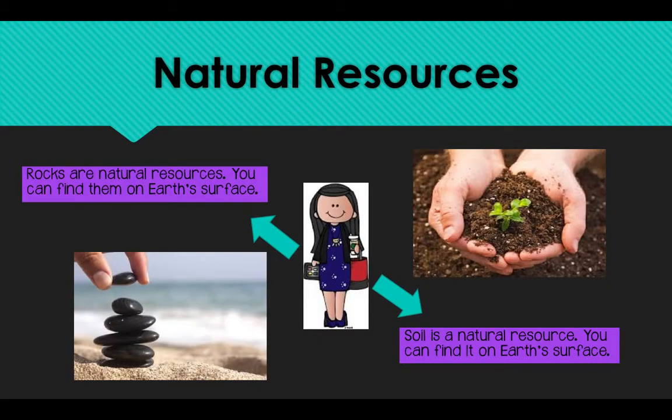So it says natural resources. Right here you have rocks. Rocks are natural resources. You can find them on Earth's surface. And over here, soil is a natural resource. You can find it on Earth's surface.